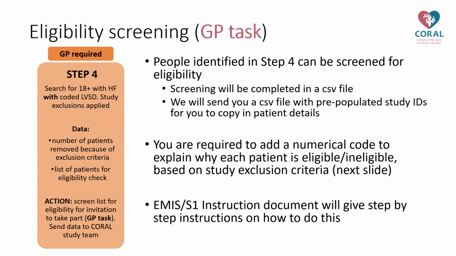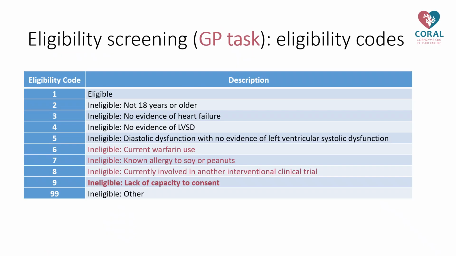We will send you step-by-step instructions on how to export these data into a CSV file and into the correct format for screening. This will be in the Coral EMIS or System 1 instruction document. As just described, you will need to add a numerical code to each patient to identify whether they are eligible to take part in the study or not. These are the eligibility codes we will be asking you to add. Code 1 means the participant is eligible, while codes 2 onwards are different ineligibility codes.